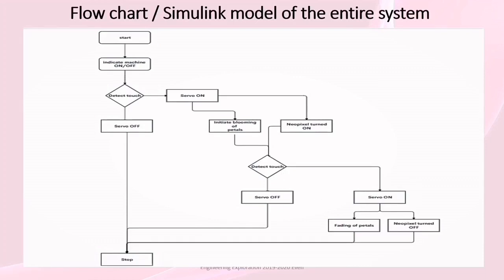That means the servo will be off and goes to the stop condition, and if the servo is on again, 2 functions take place, that is fading of petals and a NeoPixel will be turned on, and later it also goes to the stop command.